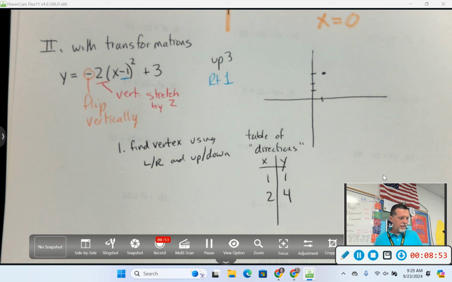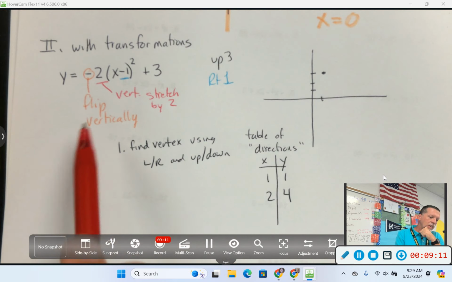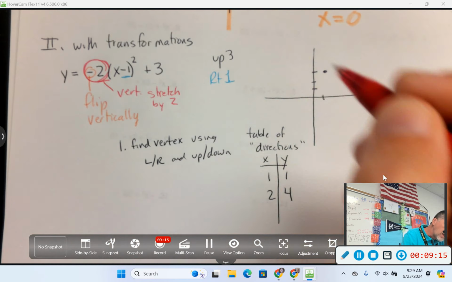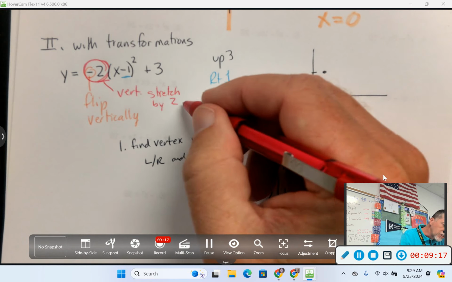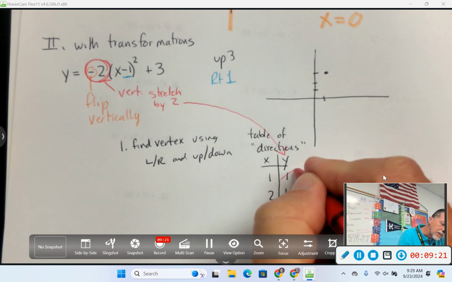Except not this time. What is different about this? Like usually we go 1, 1, 2, 4 from the vertex, but we're not doing that this time. What are we doing instead, or what makes a change to that? Which of these? Yeah, the -2. In fact, it's good if you just grab the whole thing. And those are vertical things, so we're going to multiply the y values by -2.